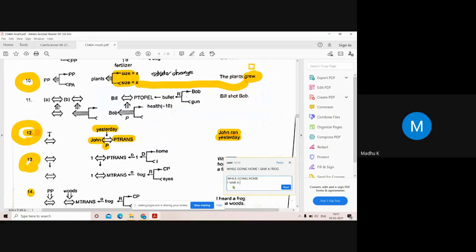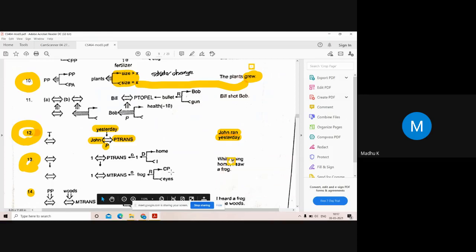I saw a frog. So there are two sentences here. In that case, what will we do? First, I will represent in this way. I will take the first sentence, while going home, and it is represented in this way. Then another is I saw a frog. So this is another sentence. How do I combine these two sentences? This arrow mark is used.